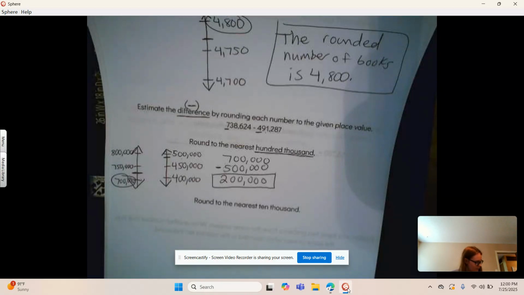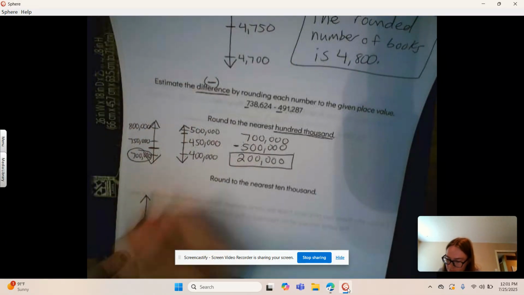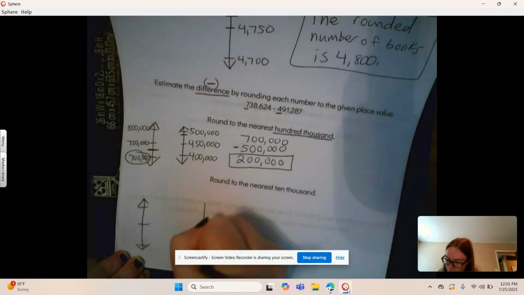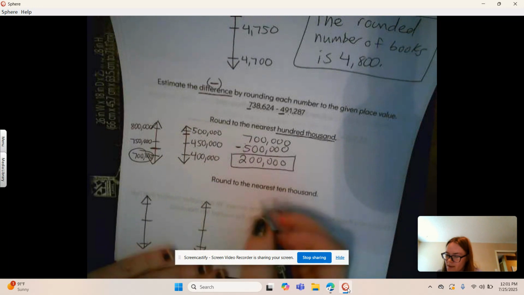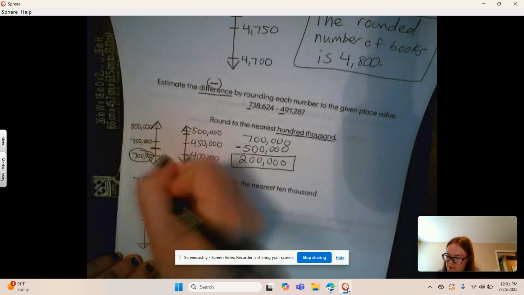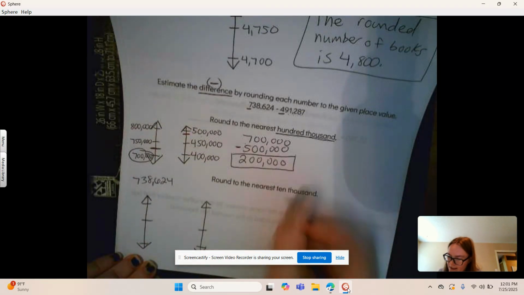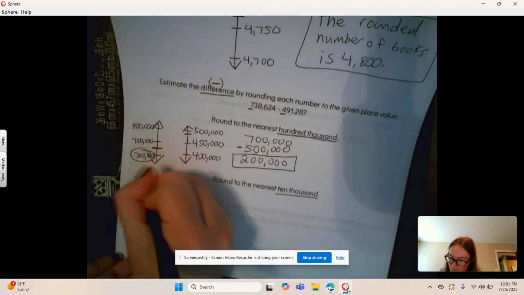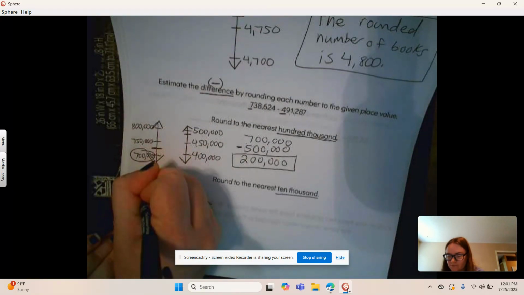This time, we're going to round to the nearest 10,000. Okay, so let's go ahead and draw our two number lines again. Our first number is 738,624. We're going to underline that 10,000s place. Is there anything to the left? Yes, that 7 is to the left, so we're going to underline that too.